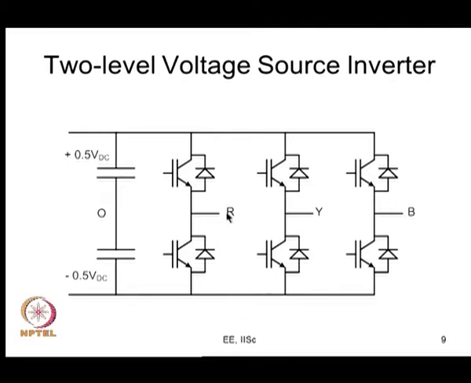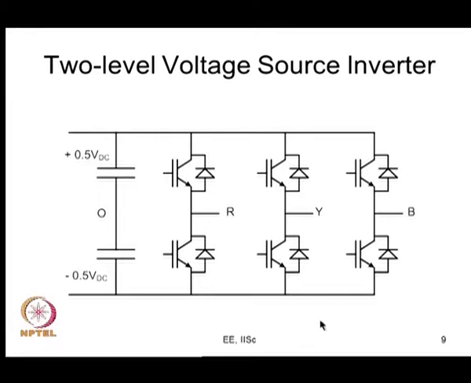So, these are the line to line voltages, and then there is a 3-phase load. We assume it to be a balanced star connected load whose neutral is N. So, there is VR with respect to the load neutral N, and Y with respect to load neutral N, and again B with respect to load neutral N.